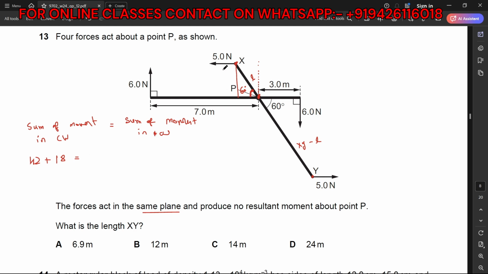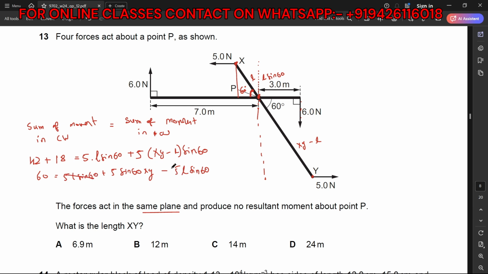So with respect to this 5, I want the perpendicular over here, so it is L sin 60, times 5. So 5 into L sin 60, plus over here, the vertical length is XY minus L, so the moment is 5 times XY minus L times sin 60. And then if I solve this, 42 plus 18 is 60, equals 5L sin 60 plus 5 sin 60 XY minus 5L sin 60.